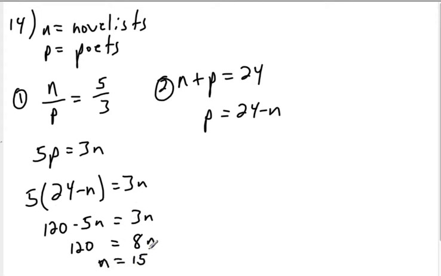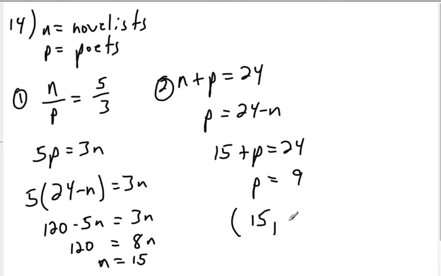Let's see, 15, 80 plus 40. Yes, so n equals 15. If that's the case, I can easily plug in up here and get 15 plus p equals 24. And subtract 15, and I get 9. So I think that there are 15 novelists and 9 poets. Let's double check. 15 over 9 equals 5 over 3. That's correct. And then 15 plus 9 equals 24. So there's my answer. Moving on to number 15.